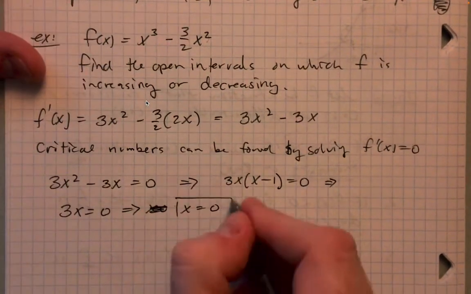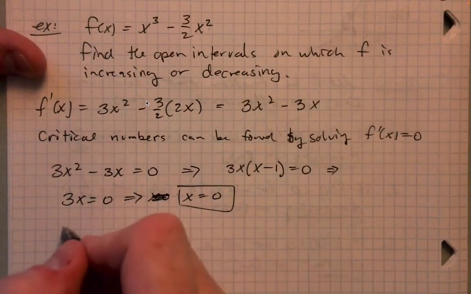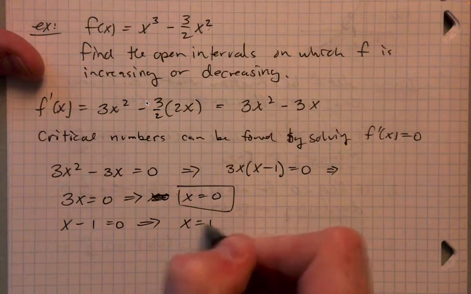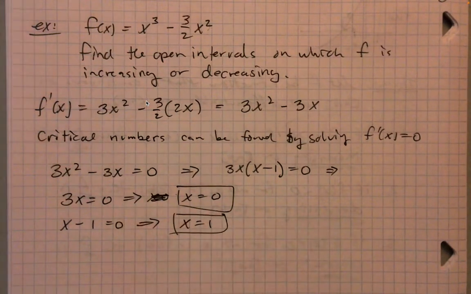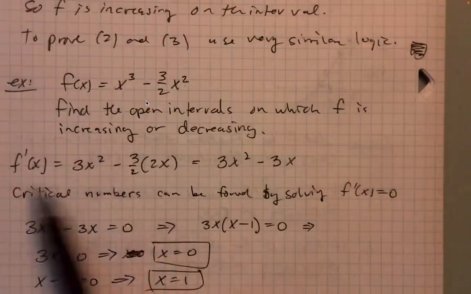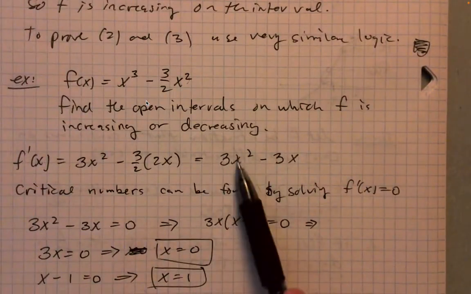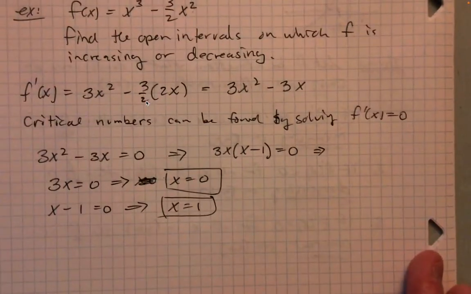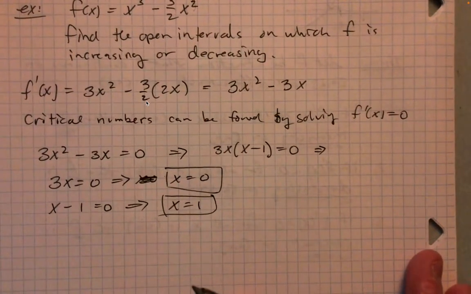Okay, so that's one of the critical values. The other one is found by setting x minus 1 equal to 0, so that implies x equals 1 is another critical value. So you've got the two. The derivative is a quadratic function, so we shouldn't expect there to be more. There's just the two. Great. Very good.